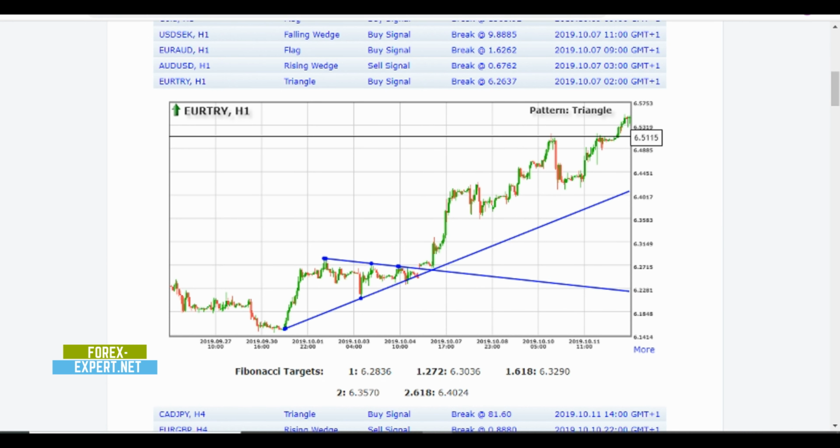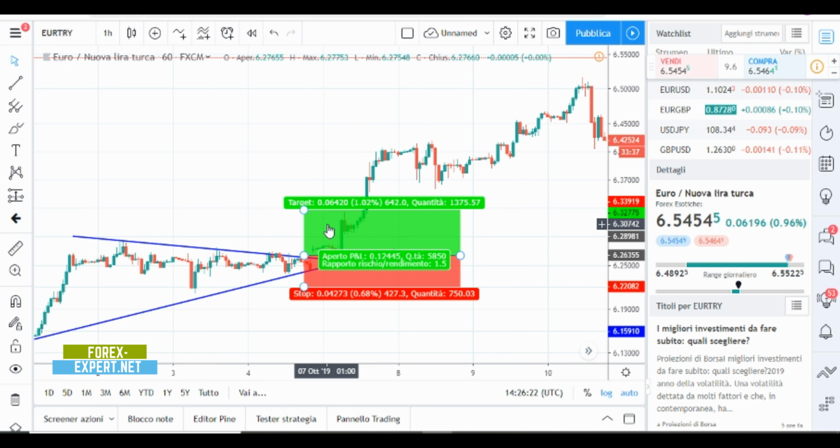Yes, I put my take profit at the 1.618 Fibonacci extension. And this was another good one because the risk reward ratio was about 1.5. So if I invest 100, I get 150. It's not bad.